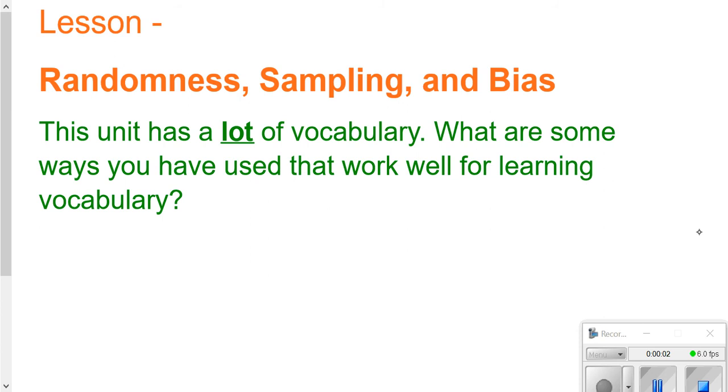Hi, this is a video to kick off unit number 3. It is about randomness, sampling, and bias. We've done a lot of work with what to do once we have data, right? We've looked at one variable versus two variable. We've looked at different ways of representing data graphically. But the question is, okay, so let's take a step backwards. How do you get the data?